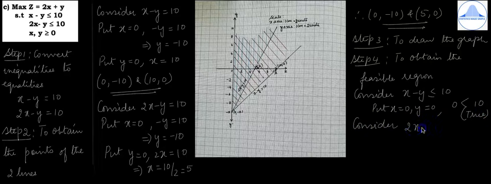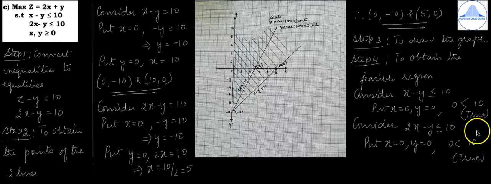Then take the other inequality. Consider 2x minus y less than or equal to 10. Again put x equal to 0, y equal to 0. So you will get 0 and then on the right hand side you have 10. Check whether 0 is less than 10. It is less. So again you will write true. So because both the conditions are true, you have to shade towards the origin. So these are the 2 lines and the origin is here. So take this line, the first line, x minus y equal to 10. So shade towards the origin.